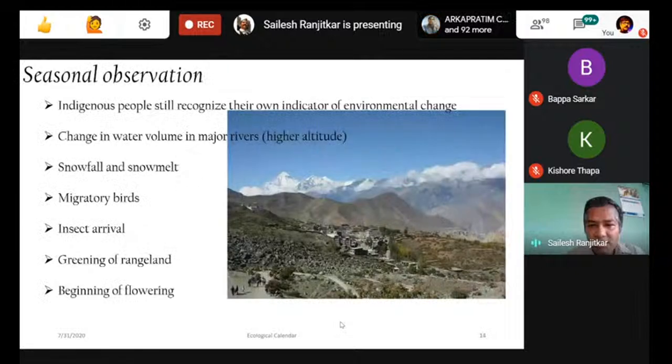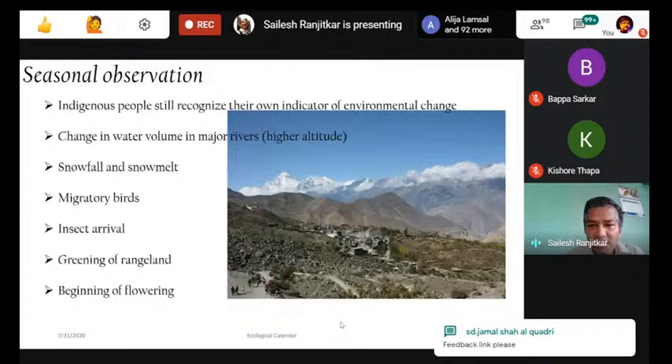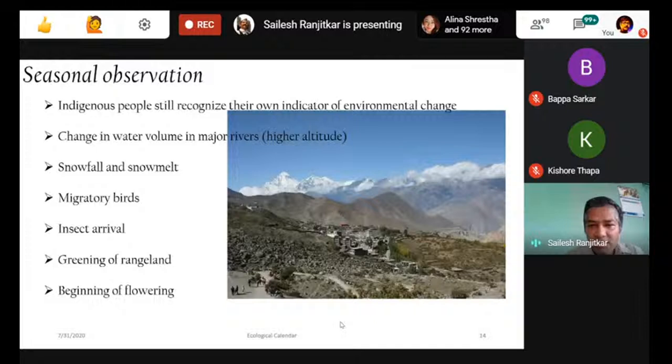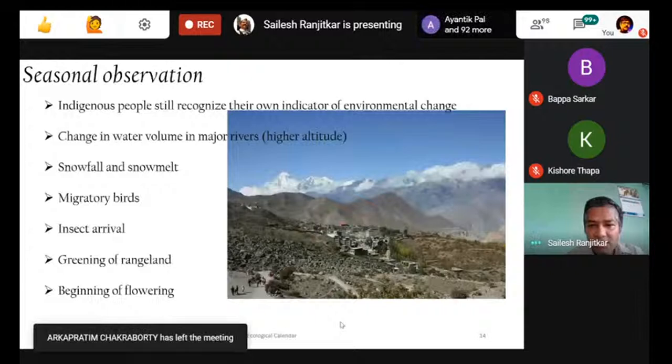So these indigenous people, we found that still they can recognize their own indicators of environmental changes. They have a certain kind of indication, or a certain understanding of a change in their surroundings that is an indicator that certain changes are happening, or will happen soon. That is, a change in the water volume in the major river at high altitude, especially snowfall and snow melt, the arrival or flying away of migratory birds, the arrival of insects, greening of the rangeland.